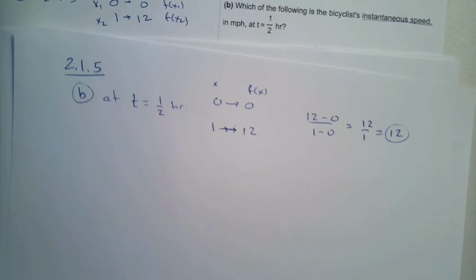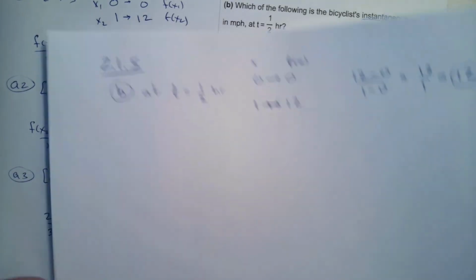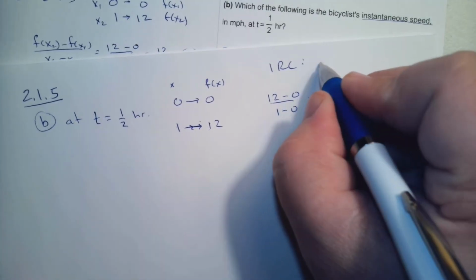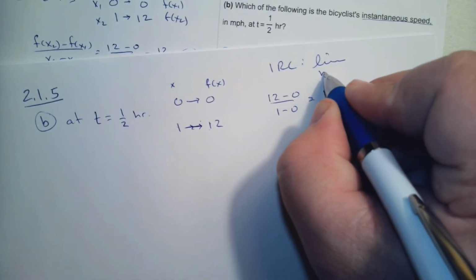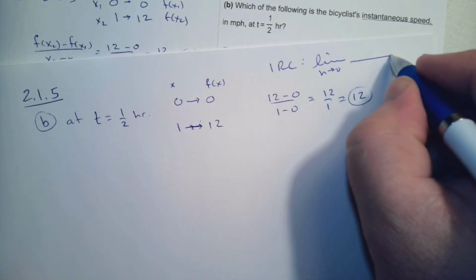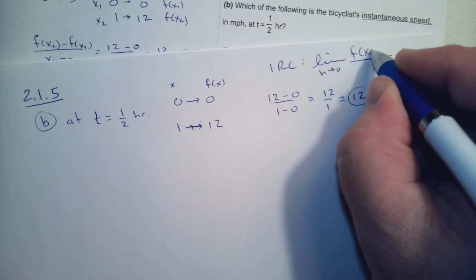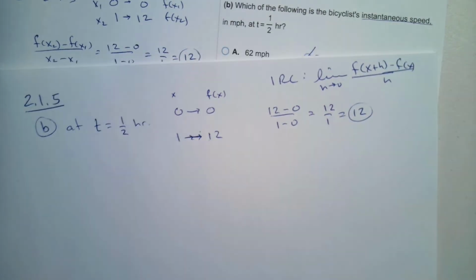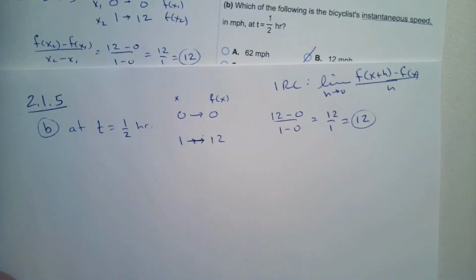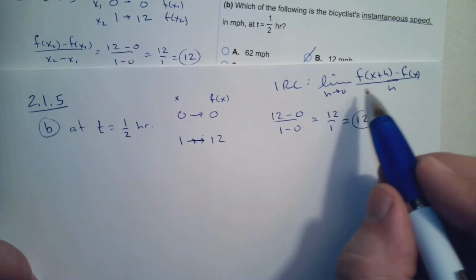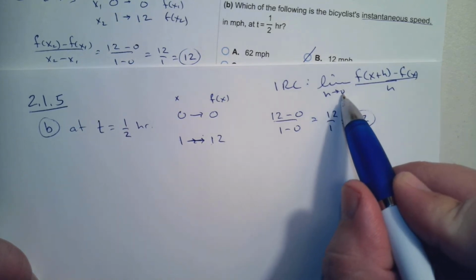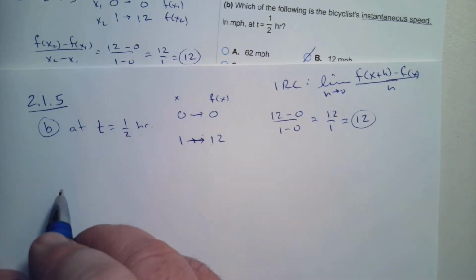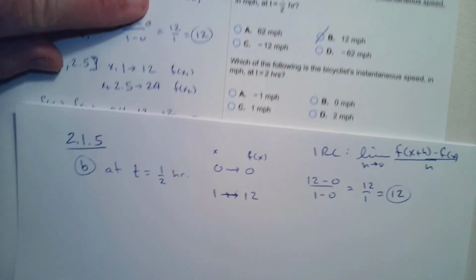Otherwise, if we had the function, to find the instantaneous rate of change it would be the limit as h goes to 0. We would look at h going to 0, but we don't have the function. So we're going to approximate between two numbers on both sides.